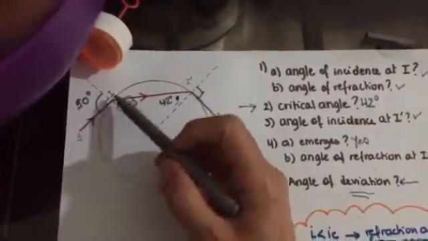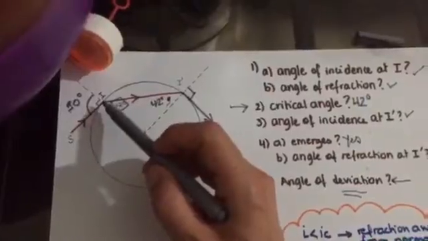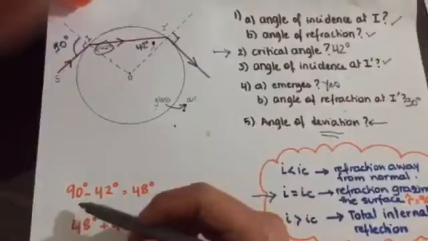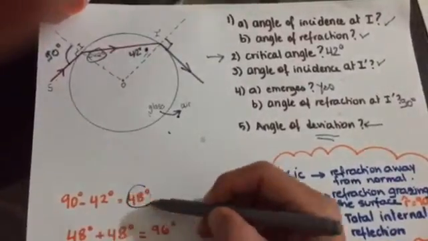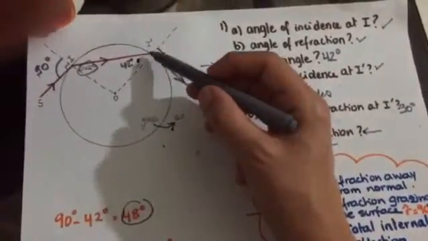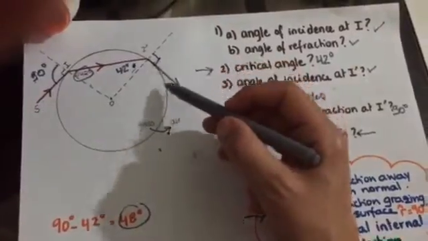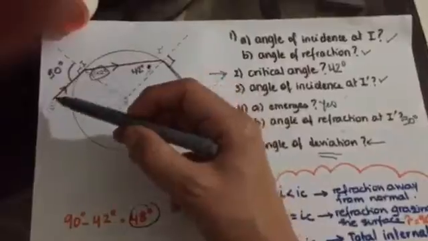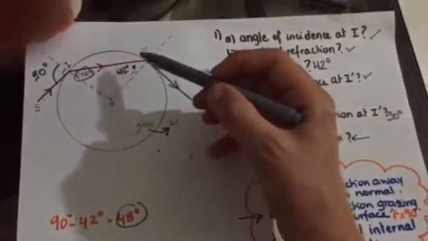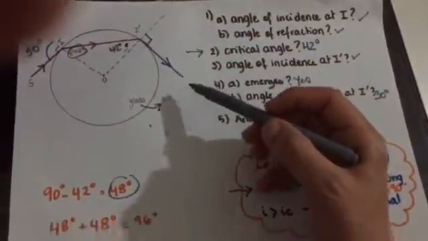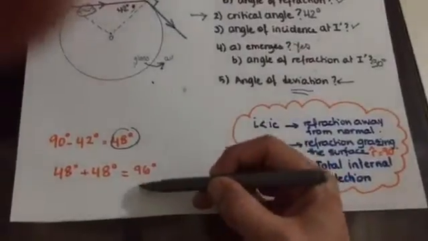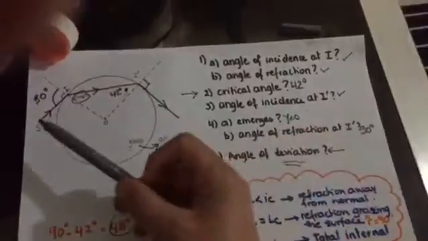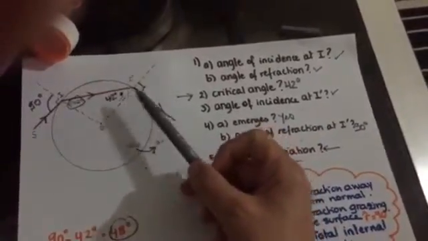You have 90 degrees. It deviated down to 42, so the deviation is 90 minus 42, which is 48. Now you have 42, it deviated up to 90, so 48 more. So you have a deviation of 48 degrees and then another deviation of 48 degrees, so the total deviation is 96 degrees.